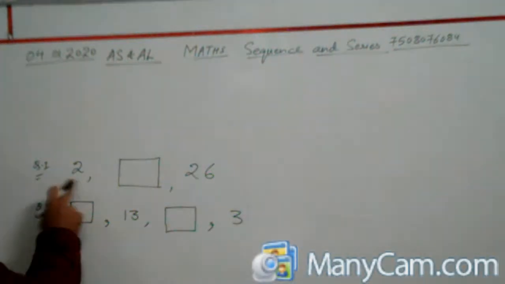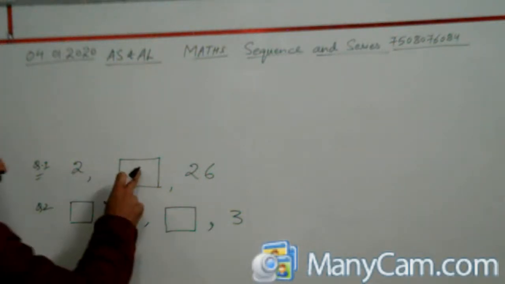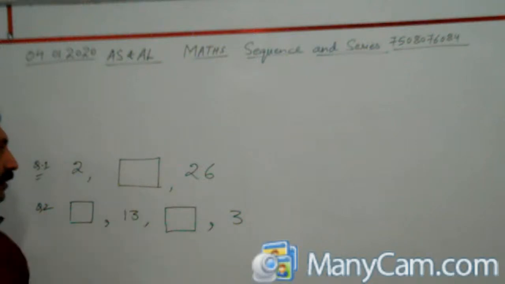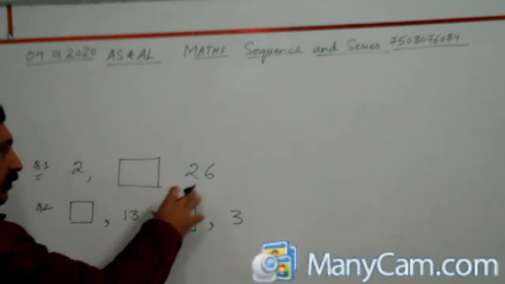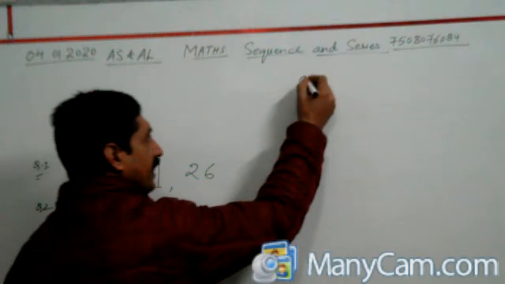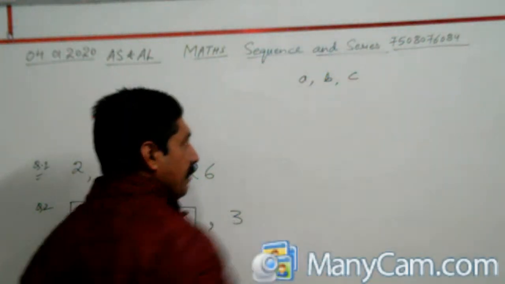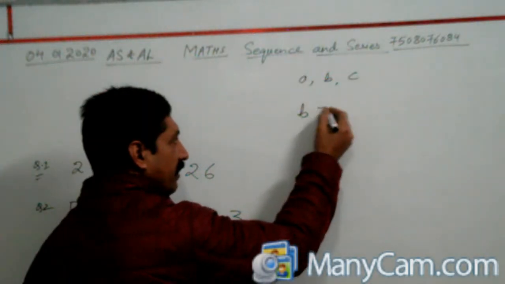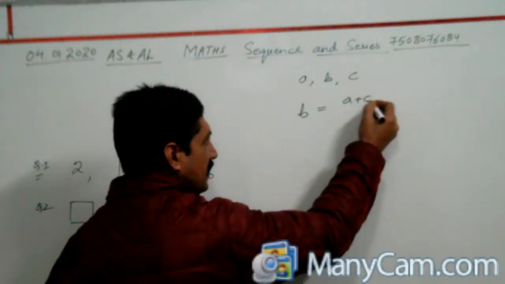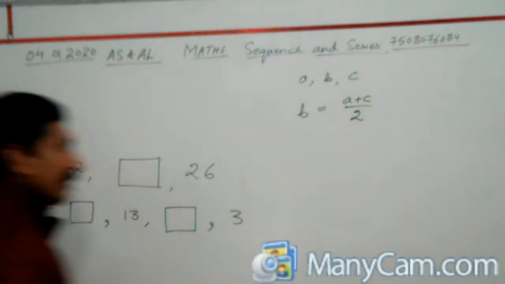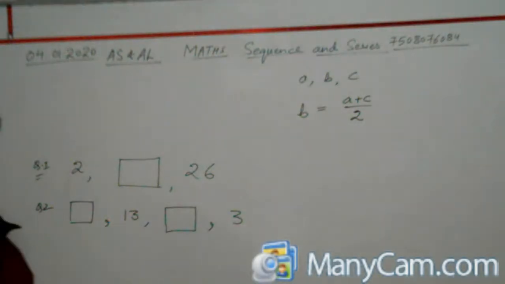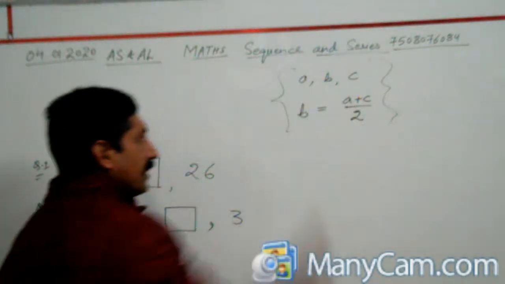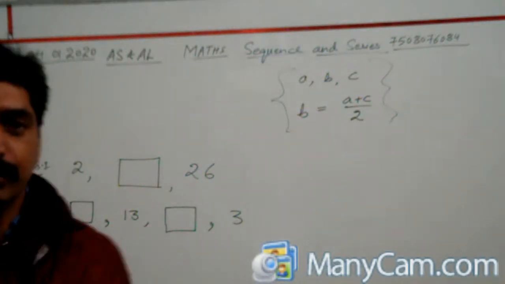Here, in the first part, the first term is 2, the second term is missing, the third is 26. Find the middle one. If three numbers A, B, and C are in AP, we can write B, as one more formula, always as (A plus C) divided by 2. This is also one way you can remember it, for three terms A, B, and C in arithmetic progression, right?